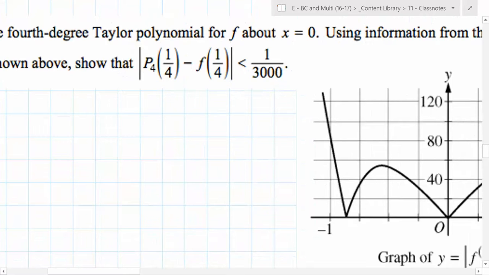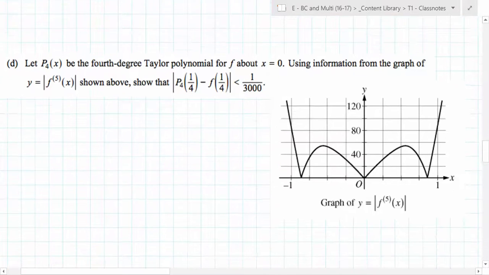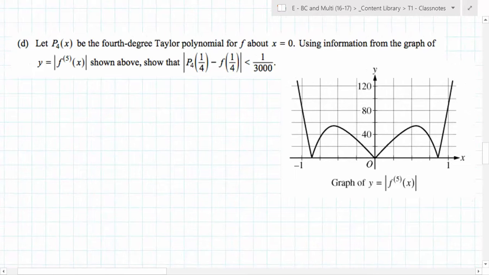This is all AP questions, by the way. These are directly from an AP test. So let's take a look at another one directly from an AP test. Let P4(x) be the 4th degree Taylor polynomial for f about x equals 0. Using information from the graph, show that this thing is less than 1 over 3,000.